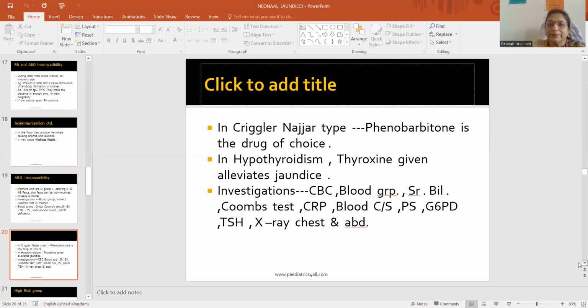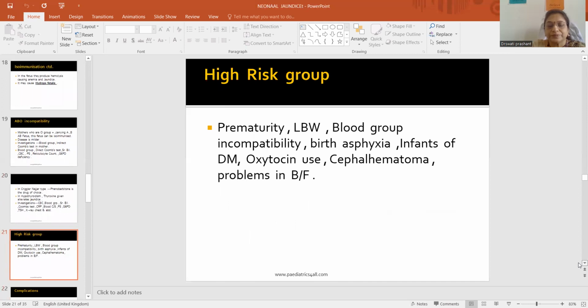In Crigler-Najjar type, phenobarbital is used, as we see that in Crigler-Najjar there is deficiency of UDPG activity. Phenobarbital is said to increase the UDPG activity, and therefore this is the drug of choice for that. In hypothyroidism, we have to treat hypothyroidism by giving thyroxine, and that itself will alleviate jaundice. Investigations to be done in these cases are the same, along with the thyroid profile, X-ray chest, abdomen, and blood culture, CRP. These are also included in the other investigations in a case of neonatal jaundice.